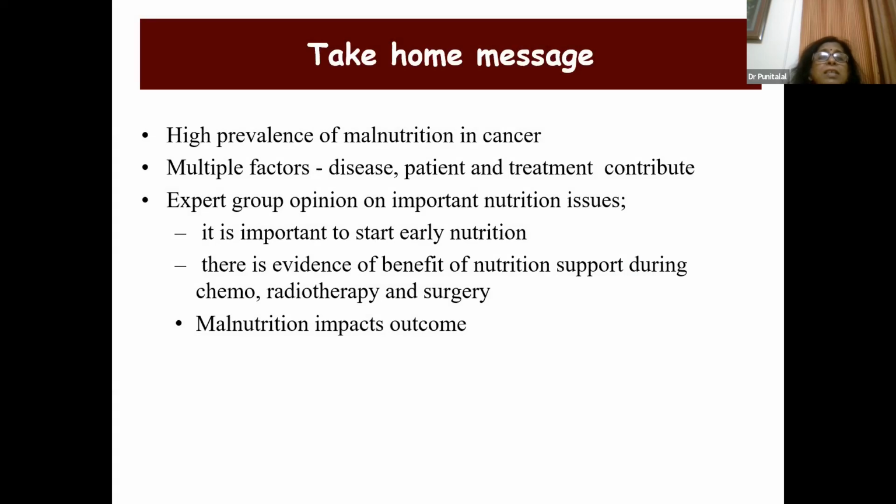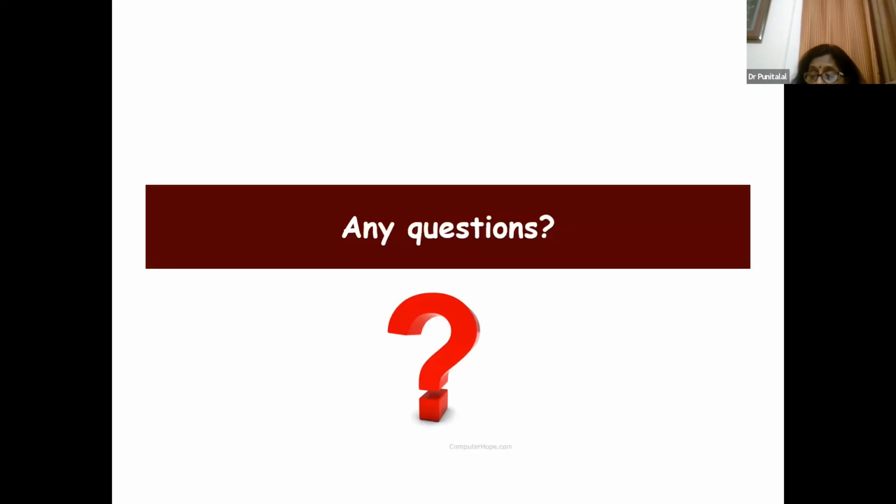So the take-home message, I would say, is that we are dealing with a high prevalence of malnutrition in cancer. Actually, we can only look at the tip of the iceberg. There are multiple factors, which also include treatment, because treatment is equally a culprit as the disease and the patient's body habit. We need to start thinking about nutrition very early during the course of illness, because they need support at each step, and malnutrition does impact outcomes in a significant way.